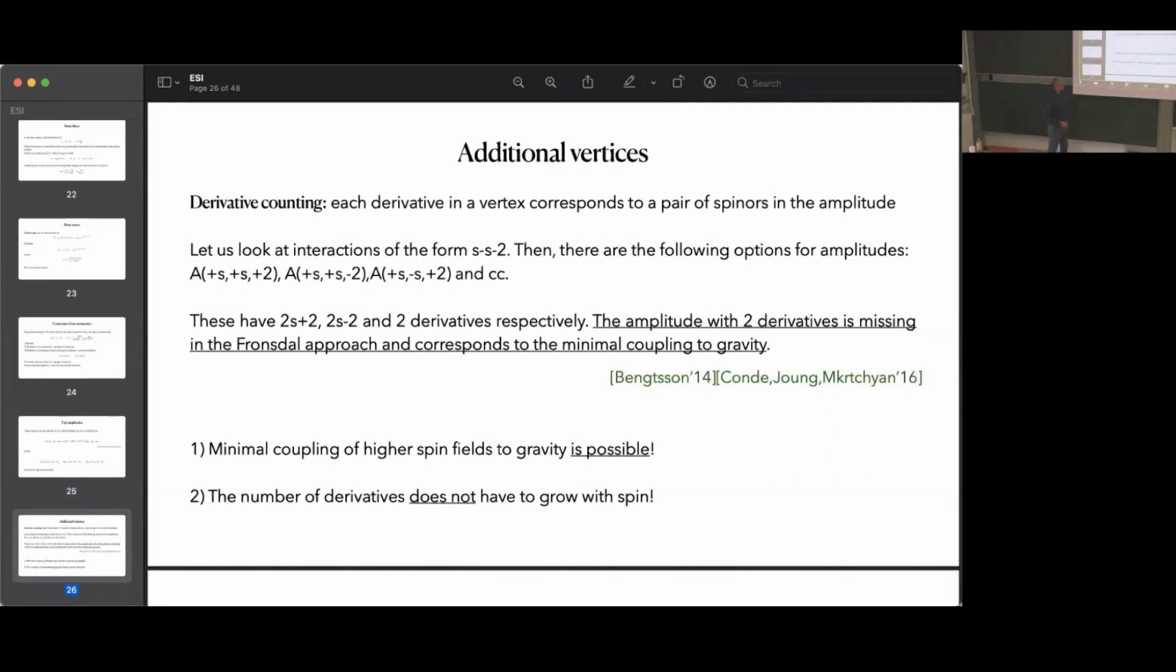So let me now explain about additional vertices. We can look at the particular case: spin S, spin S, spin 2, a cubic interaction. These spins correspond to helicities, so you can change signs. There are different configurations: plus S plus S plus 2, plus S plus S minus 2, plus S minus S plus 2. And then there is a simple rule that each pair of spinors corresponds to one derivative in the action. I think it's easy to believe if we remember that P is something like lambda lambda-bar. So a pair of spinors gives one derivative.